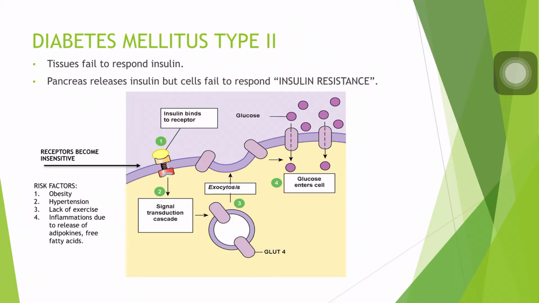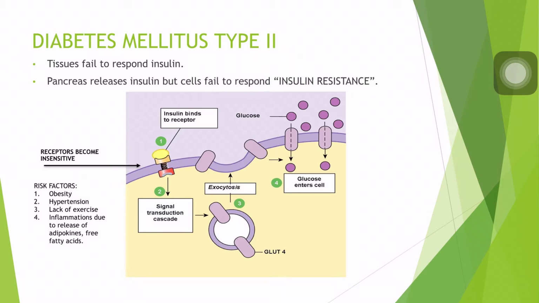So here is diabetes mellitus type 2, in which the pancreas of the patient, or the beta cells of the pancreas, produce the insulin, but the tissues of the body fail to respond to that insulin, and that is known as insulin resistance, shown by the different body cells. Actually, there are a lot of reasons for this insulin resistance, the major ones being obesity, hypertension, lack of exercise, and inflammation due to the release of adipokines and free fatty acids.